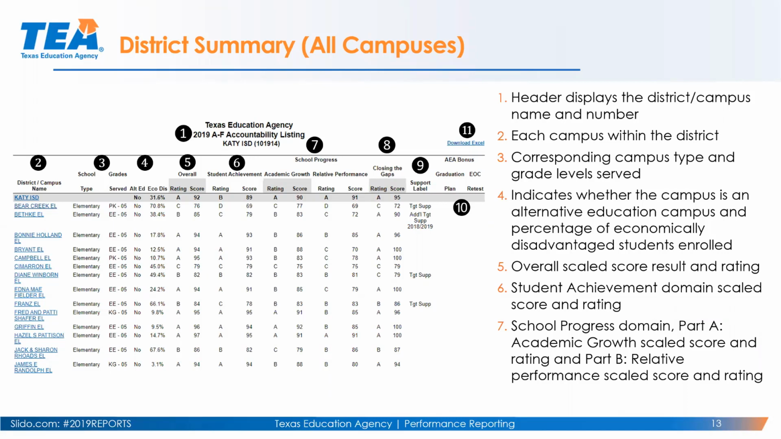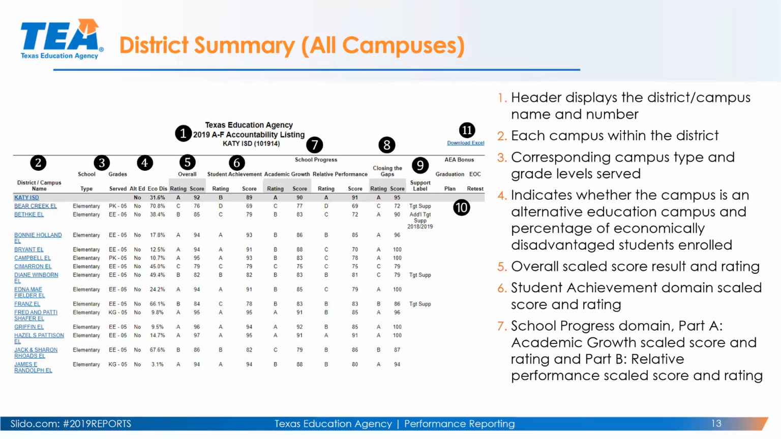Elementaries are first. For example, the first one, Bear Creek Elementary, it shows me the grade level served. In that case, it's a pre-K through 5. Section 4 indicates whether the campus is an alternative education campus or not, and the percentage of economically disadvantaged students enrolled. Number 5 shows me the overall scaled score result and rating. For example, for Bear Creek Elementary, it shows me that the campus had a C rating based on a 76 score. And the public understands a 76 equals a C.